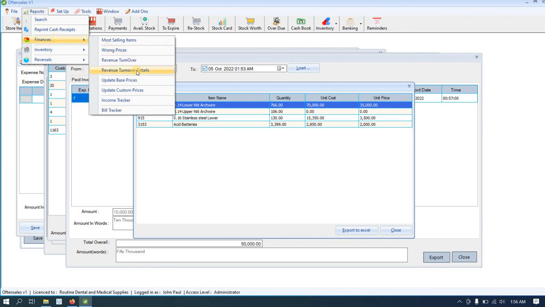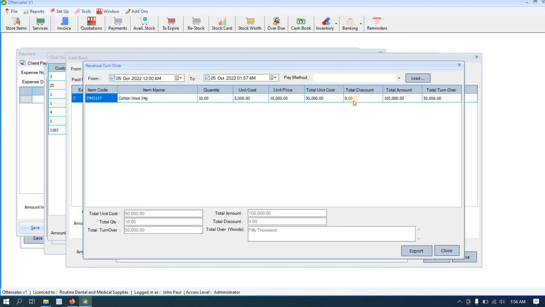So revenue turnover is actually profitability. We're going to look at this to show you. Fine, we sold 10 pieces. We bought each at 5,000, selling at 10,000. So for the 10 pieces we've sold, we've made a profit of 50,000.